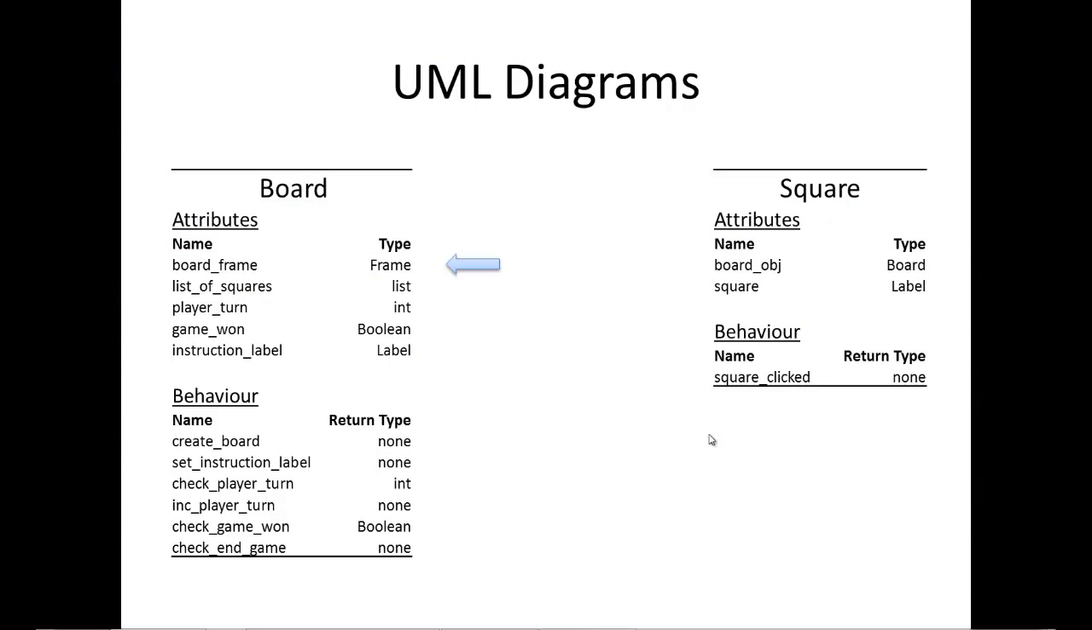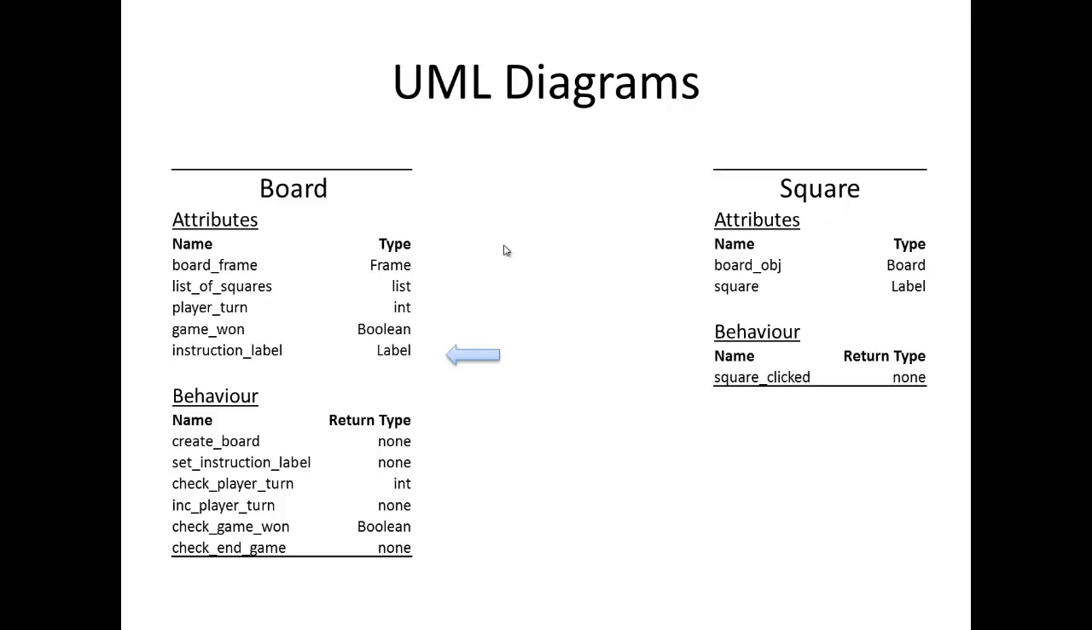Okay, so first thing first, the planning. So these are the UML diagrams that I've drawn up. These are the things that I think we will need to use. So on the left-hand side, we have our board class. We have attributes that make up that board on the left-hand side. So you see the name of the attribute and then the type that it will be.